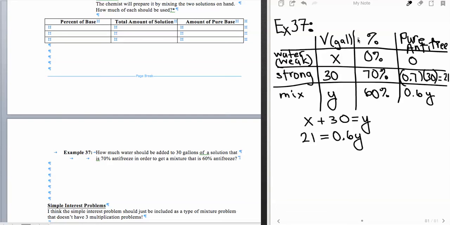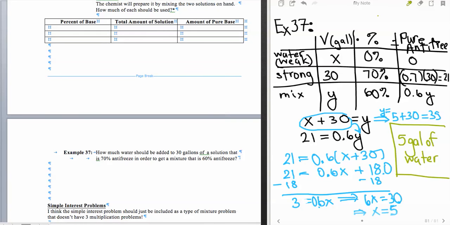Volume times percentage is equal to the pure, and so 0 times anything is 0. 0.7 times 30 is 21. 0.6 times y to give this. And so we get our equations, x plus 30 equals y, and 21 is equal to 0.6y. And then we can solve it. So you go ahead and see if you can solve.